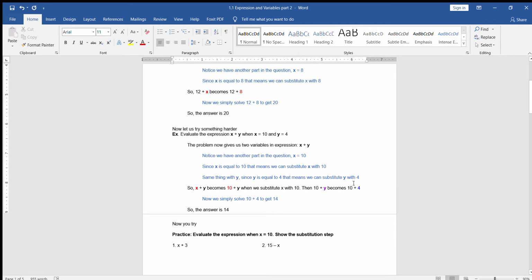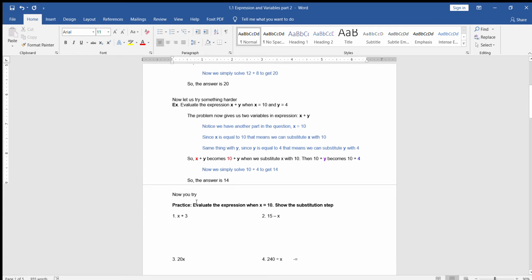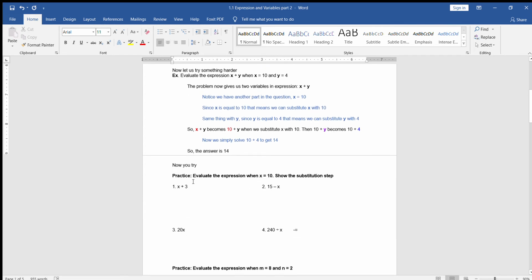Now that we have our final expression, 10 plus 4, what do we do? Well, we just solve it. 10 plus 4 is equal to 14. Now you try to practice by yourself. If you do this, you can pause the video here.